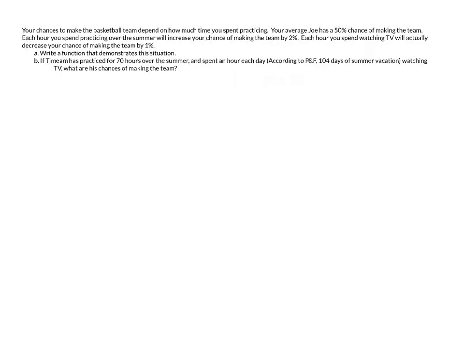This is our first one. This is question number 2 on your worksheet. Your chances to make the basketball team depend on how much time you spend practicing. Your average Joe, so on average, people have a 50% chance of making the team. Each hour you spend practicing over the summer will increase your chance of making the team by 2%. Each hour you spend watching TV will actually decrease your chance of making the team by 1%. Write a function that demonstrates this situation.